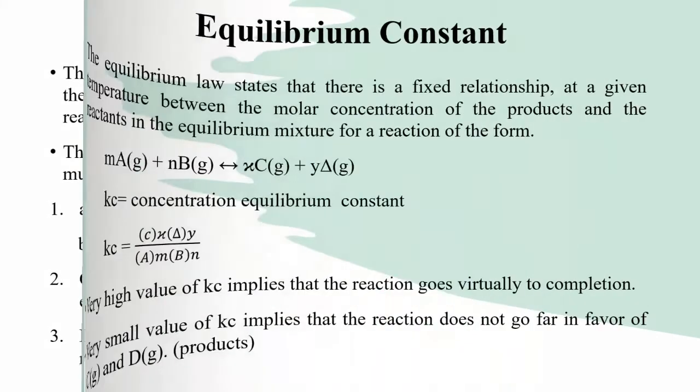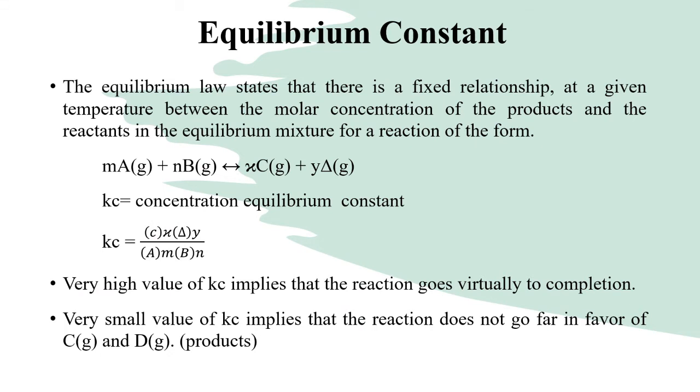The equilibrium law states that there is a fixed relationship at a given temperature between the molar concentrations of the products and the reactants in the equilibrium mixture. For a reaction of this form, mA reacts with nB, they are both gases. Reversible reaction, the forward arrow and the backward arrow, will give us products xC plus yD.